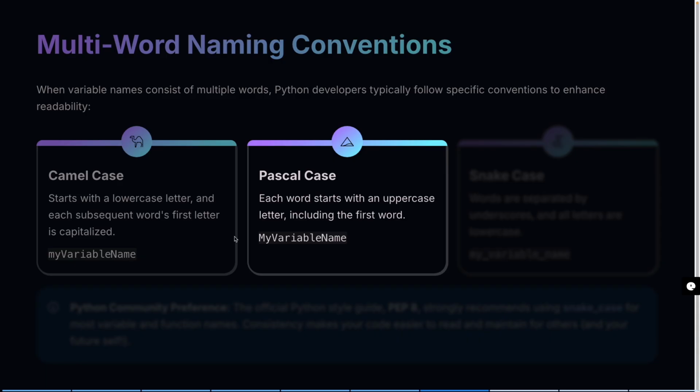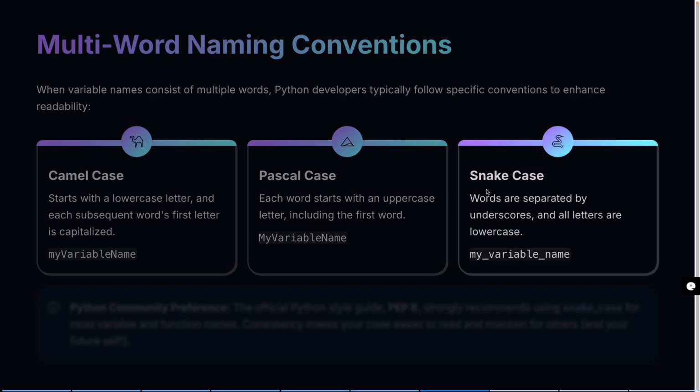Pascal case: each word starts with an uppercase letter, including the first word. So it starts with an uppercase letter. Snake case: words are separated by the underscore and all letters are lowercase. So all letters are lowercase and separated by underscores. This is what we call snake case.